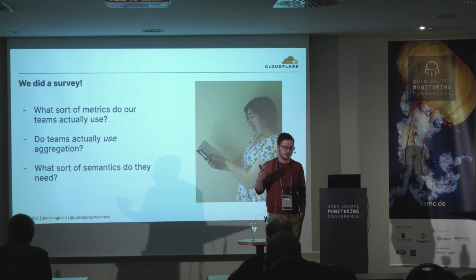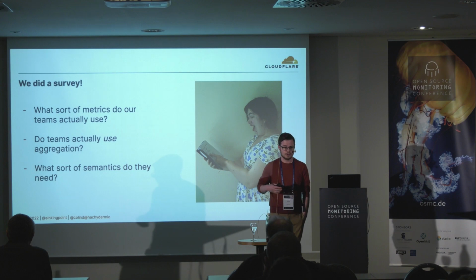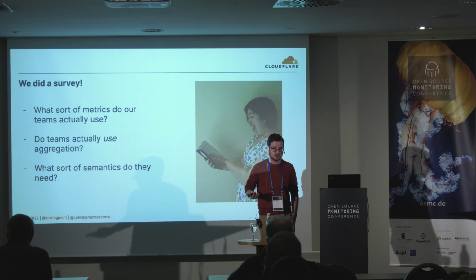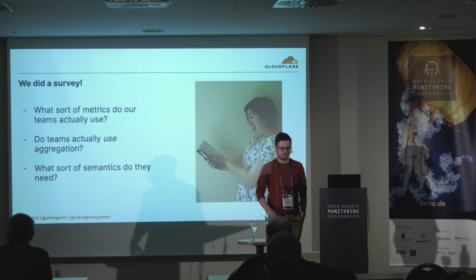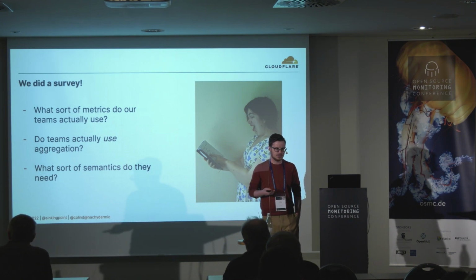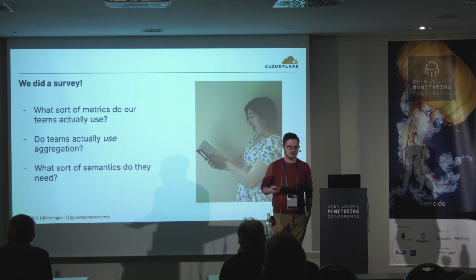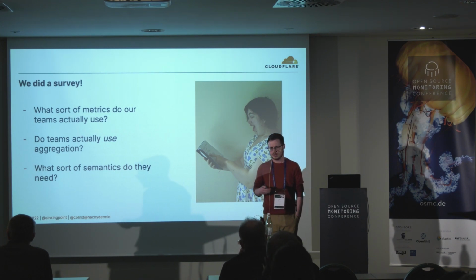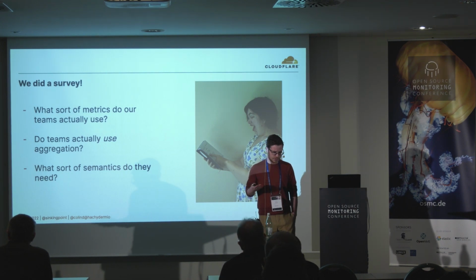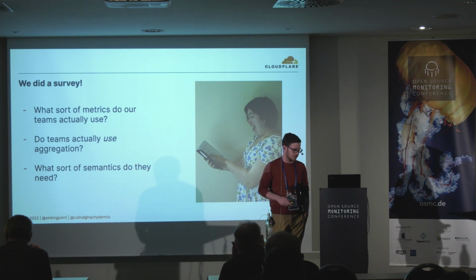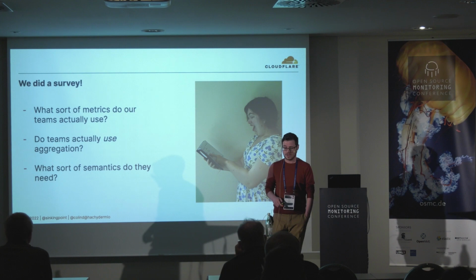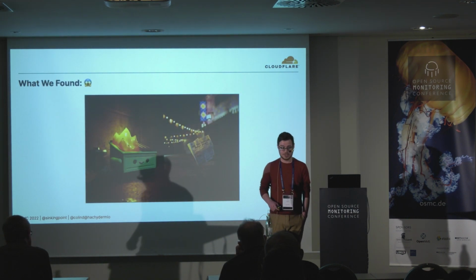We wanted to work out what sort of metrics they were doing. Were they using counters or gauges or histograms? And we wanted to know what semantics they were applying to those. In particular, gauges in Prometheus can have some interesting semantics. So we did a bit of a survey, and we went out to engineering teams and had a chat, as you do. And what we found was a giant dumpster fire.